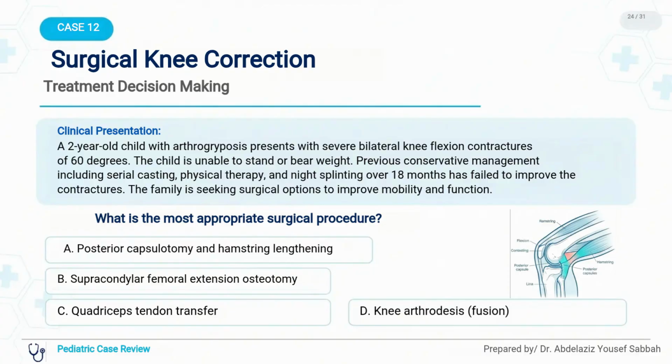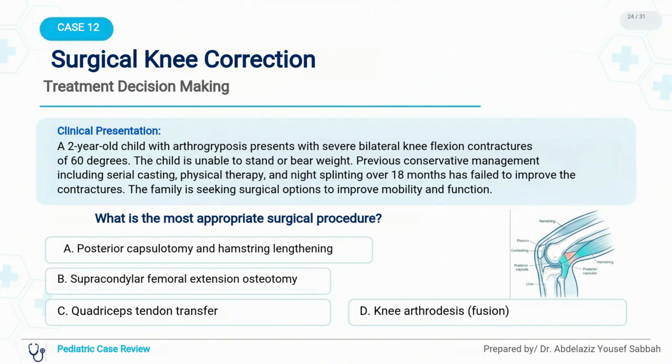Case 12. A 2-year-old child with arthrogryposis presents with severe bilateral knee flexion contractures of 60 degrees. The child is unable to stand or bear weight. Previous conservative management, including serial casting, physical therapy, and night splinting over 18 months has failed to improve the contractures. The family is seeking surgical options to improve mobility and function. What is the most appropriate surgical procedure? Option A. Posterior capsulotomy and hamstring lengthening. Option B. Supracondylar femoral extension osteotomy. Option C. Quadriceps tendon transfer. Option D.